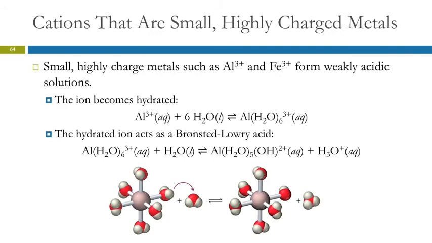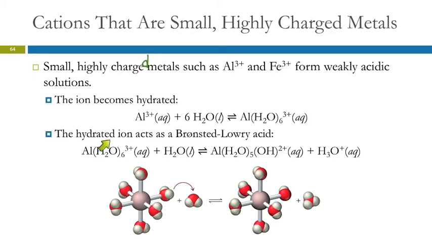Another type of cation that can act as an acid is small, highly charged metals like aluminum and iron. So aluminum has a positive 3 charge, iron has a positive 3 charge. And we look at those in the periodic table, and they're in the third and the fourth period, so they're among the smallest of the metals. They have higher charges, though, than something like lithium.